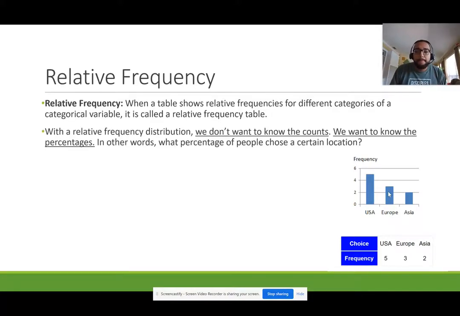What does that mean? With relative frequency, we don't want to know the counts. We just want to know the percentages, like what percentage of people chose a certain location. So with frequency tables, we're like, hey, five people chose USA, three chose Europe, and two chose Asia. That is the frequency, that's the counts. Relative frequency is saying, hey, I don't care about that. I want to know the actual percentages of people.